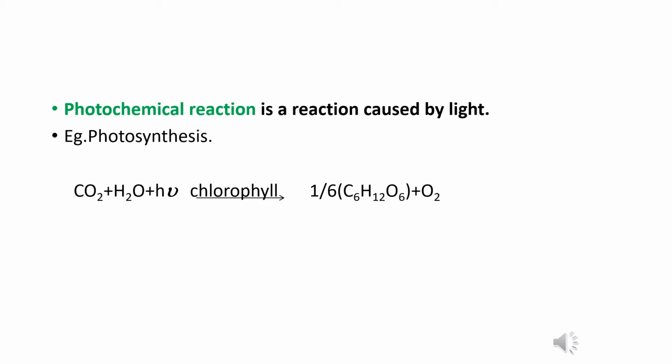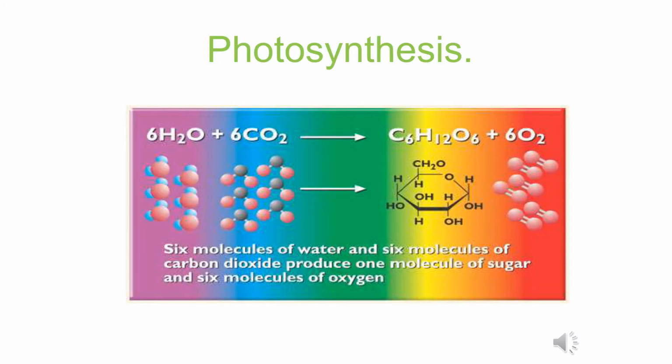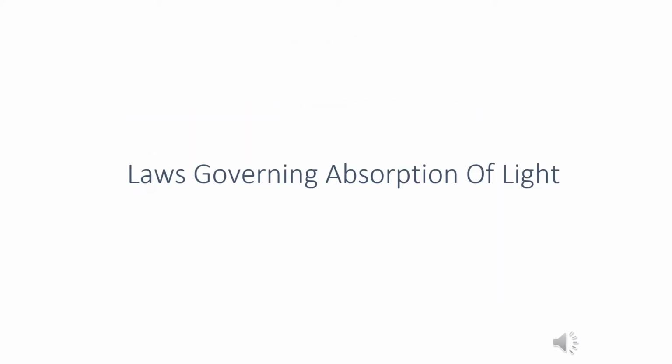For example, photosynthesis. In the case of photosynthesis, carbon dioxide combines with water in the presence of sunlight and in the presence of the photosensitizer chlorophyll. We get the product, carbohydrates as the main product and oxygen as the byproduct. This slide shows clearly the photosynthesis process. Here 6 moles of water combine with 6 moles of carbon dioxide to give 1 mole of glucose and 6 moles of oxygen.